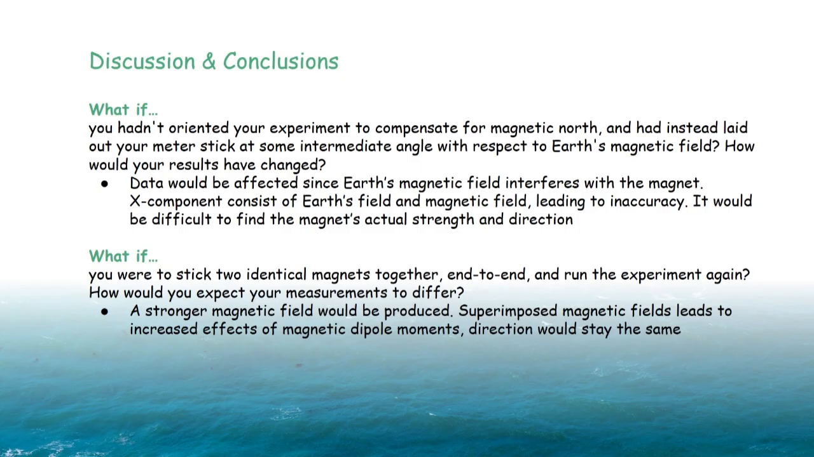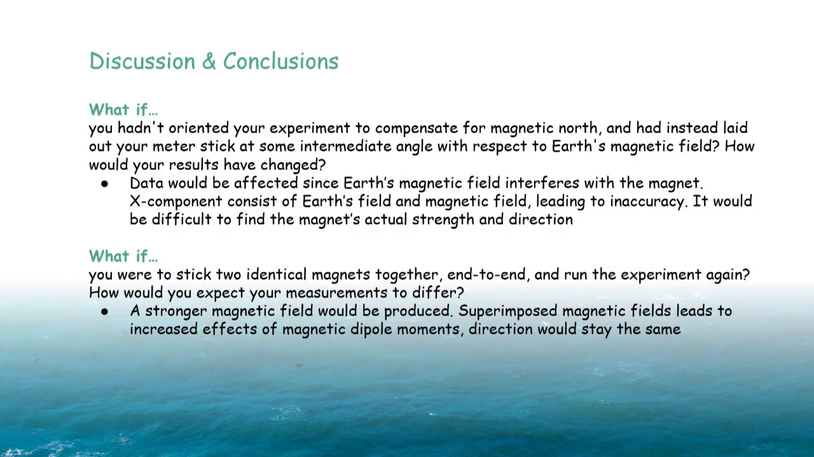So if we had not oriented the experiment to compensate for magnetic north, the data would have been affected because the magnetic field from the Earth contributes to the x and y axis measurements instead of just the y-axis measurement, and this could lead to inaccuracies in the data. It would also be more difficult to isolate and find an accurate strength and direction of the magnet's field.